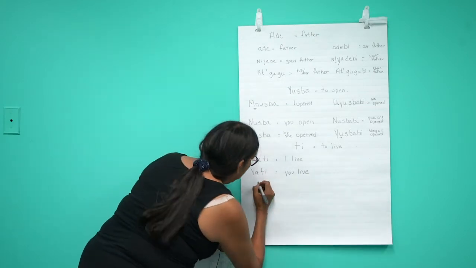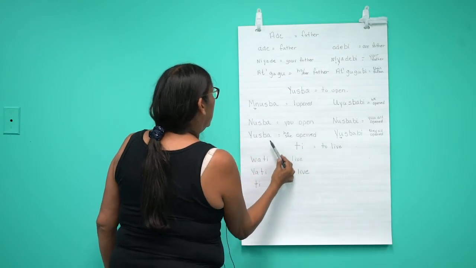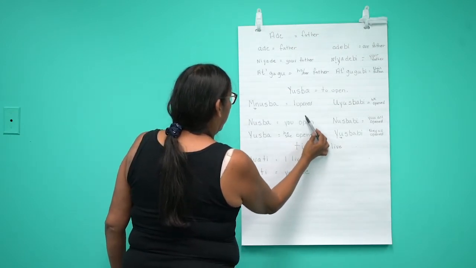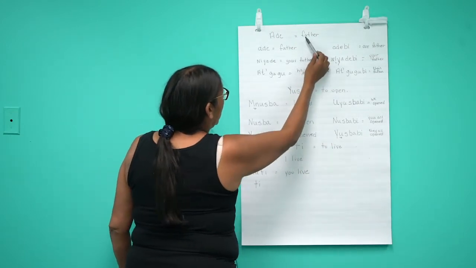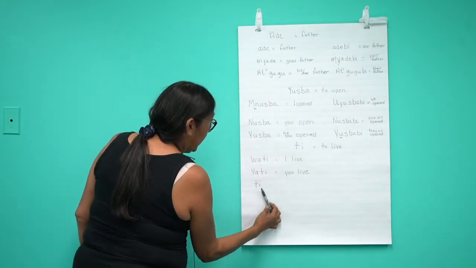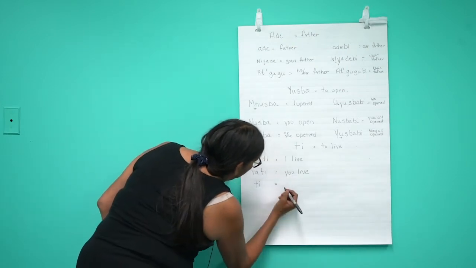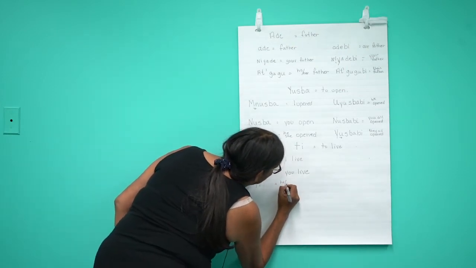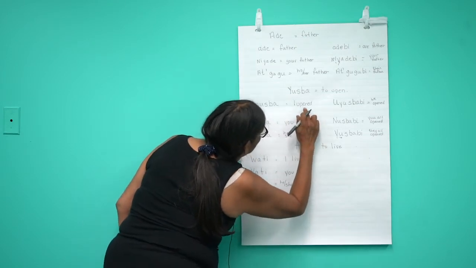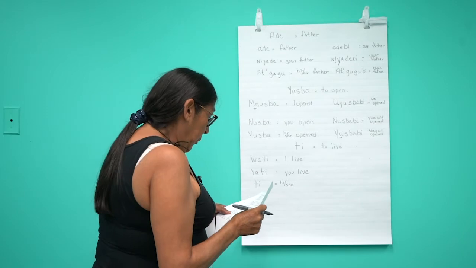Now, ti. Now, if you see, like, yushpa. It didn't work for this one here, but yushpa, he or she opened. Again, I live, ti, he or she lives, ti. The he or she is usually always the same as the. Yes.